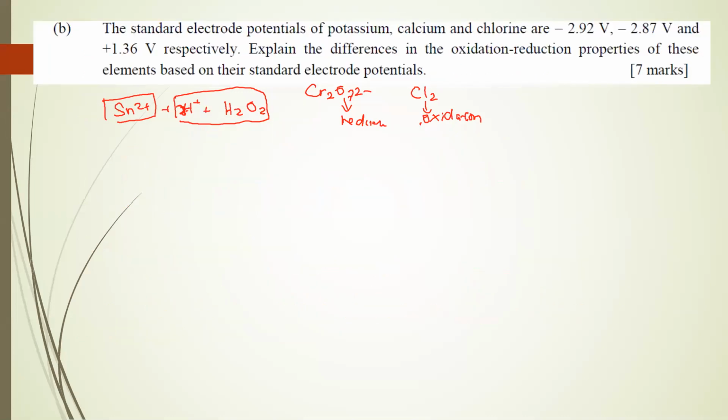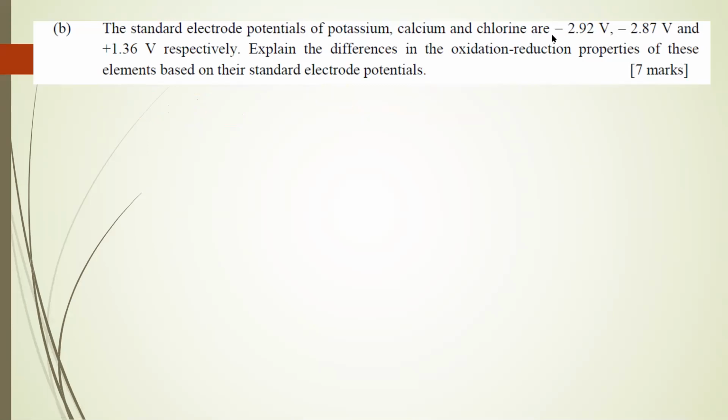Then we go for number B. Standard electrode potentials of potassium, calcium, and chlorine are negative 2.92, negative 2.87, and positive 1.36 volt respectively. Explain the difference in the oxidation and reduction properties of these elements based on their standard electrode potential. So how are you going to solve this? You have to first explain the ability of the oxidizing and reducing agent. In here, you have to mention that because it's negative, potassium and calcium are reducing agents, while chlorine is an oxidizing agent.